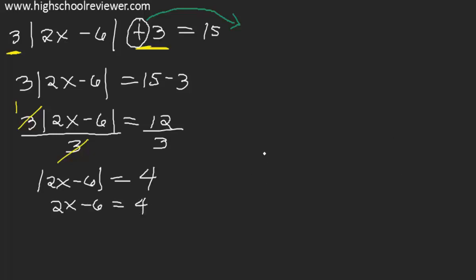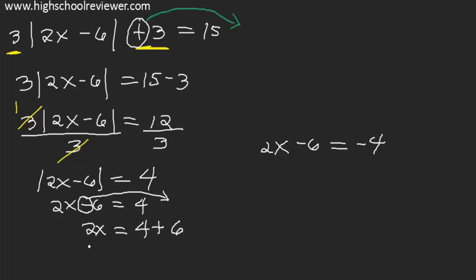And we will also have here 2x minus 6 equals negative 4. So to transpose negative 6 to the other side, what will be left is 2x equals 4. And if we transpose negative, this will become positive. So this will be positive 6. 2x is equal to 4 plus 6, that is 10.